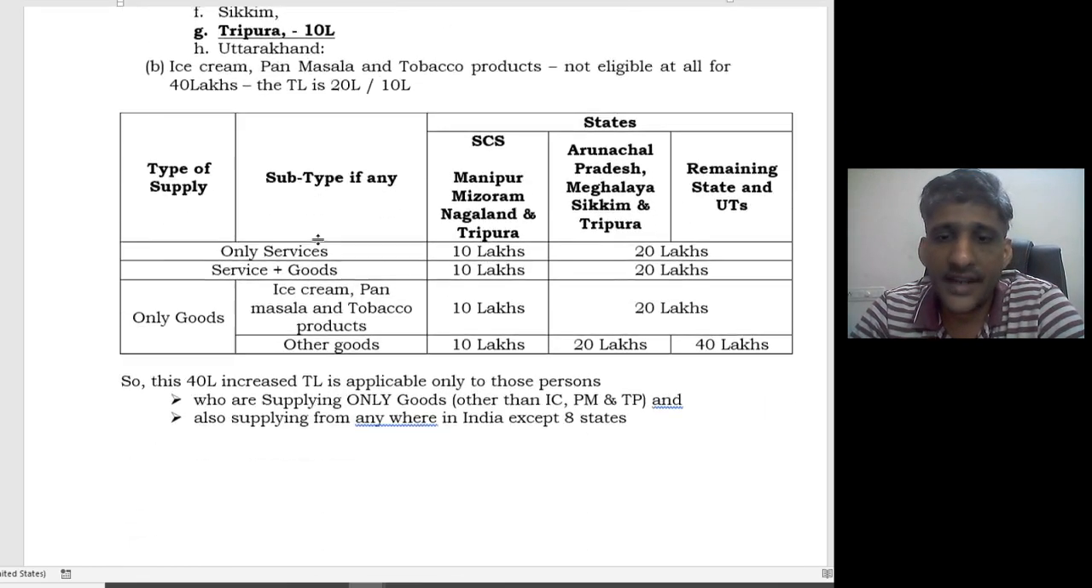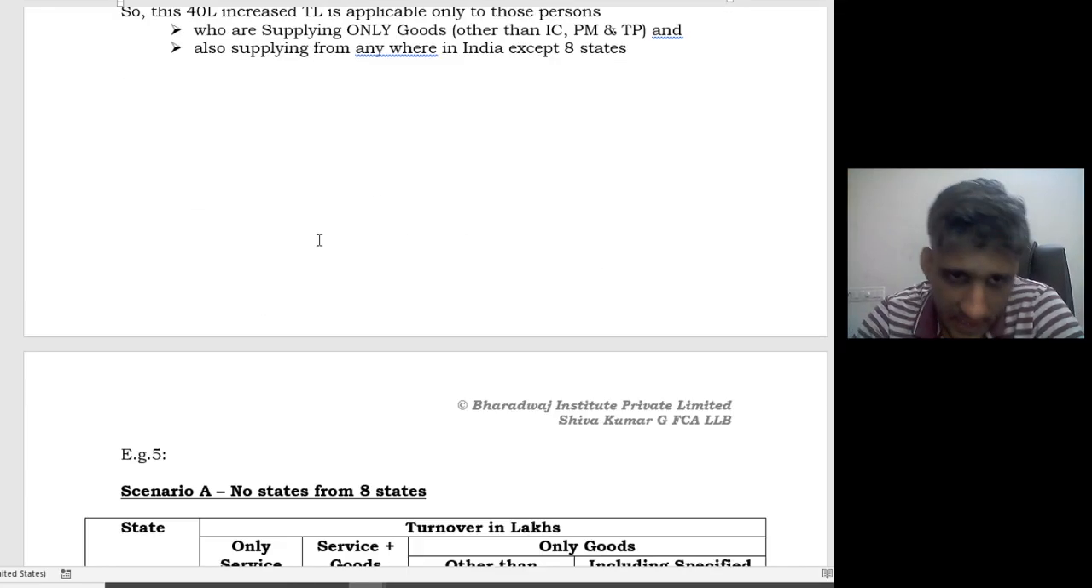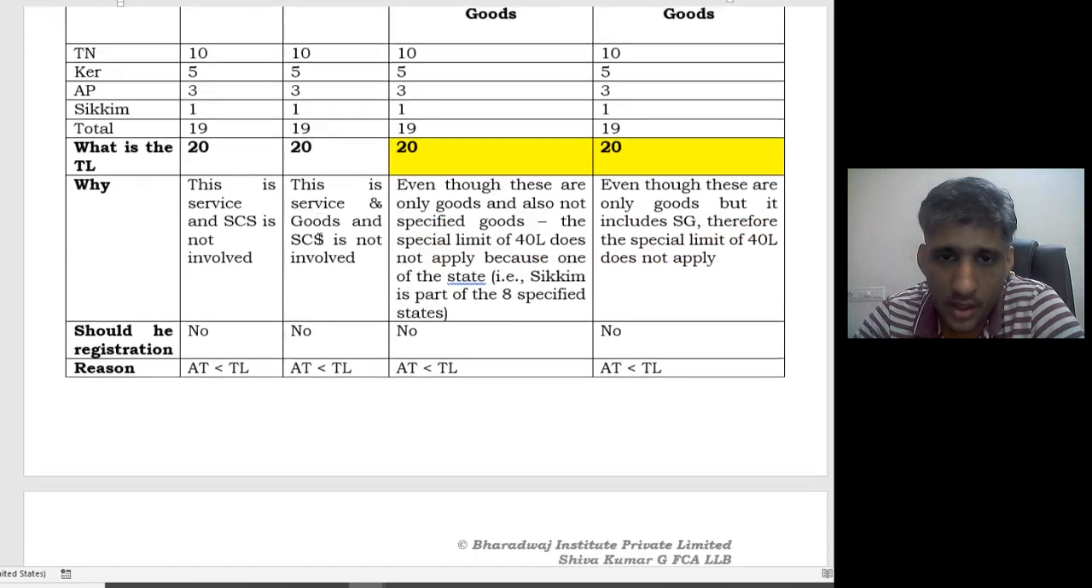So then we put this beautiful table. Then we arrived at this table. Then we did some scenario workings, which we have now covered.